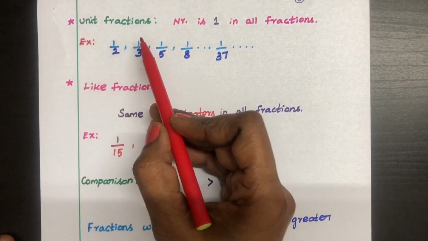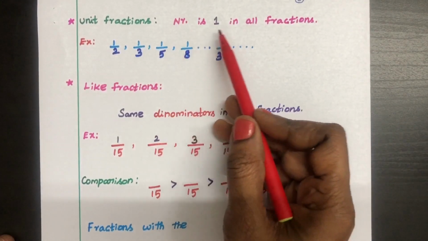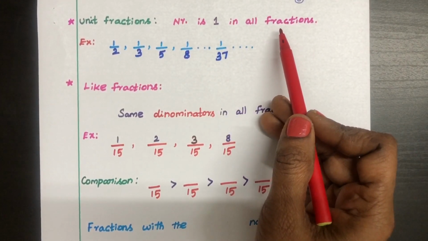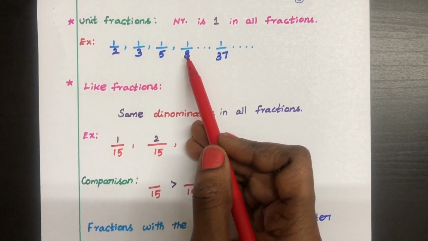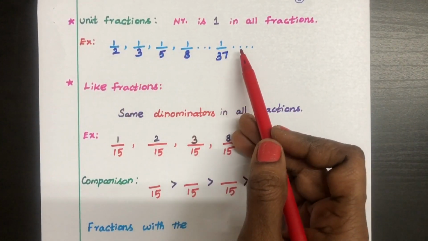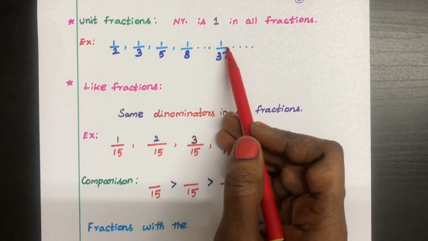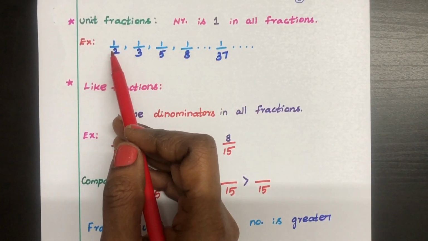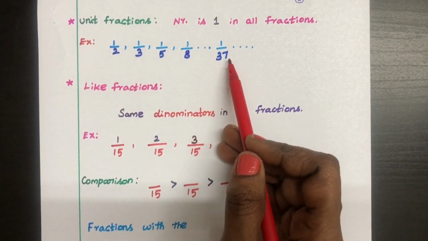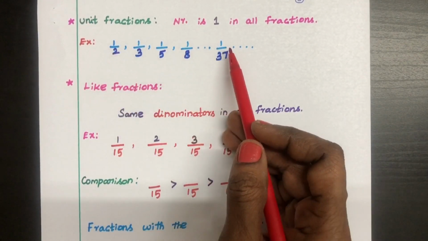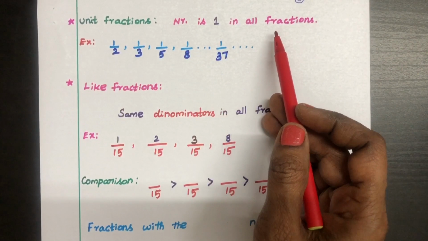Now unit fractions. What is a unit fraction? Numerator is 1 in all fractions. See example 1 by 2, 1 by 3, 1 by 5 etc. See, numerator is 1 in all fractions. Unit means 1. So if you have 1 in all fractions in the numerator, and the denominator may be any number, then it is called a unit fraction.